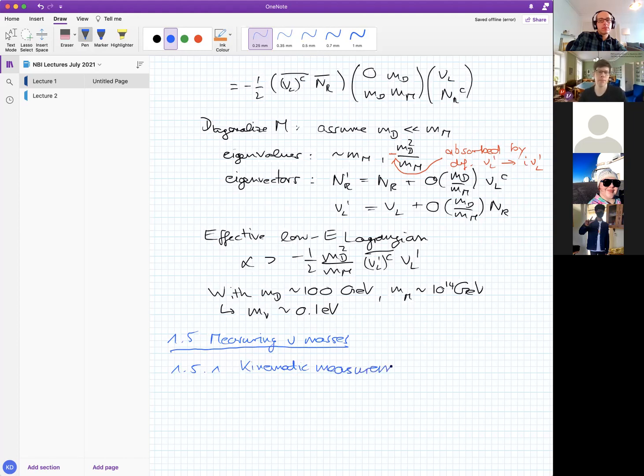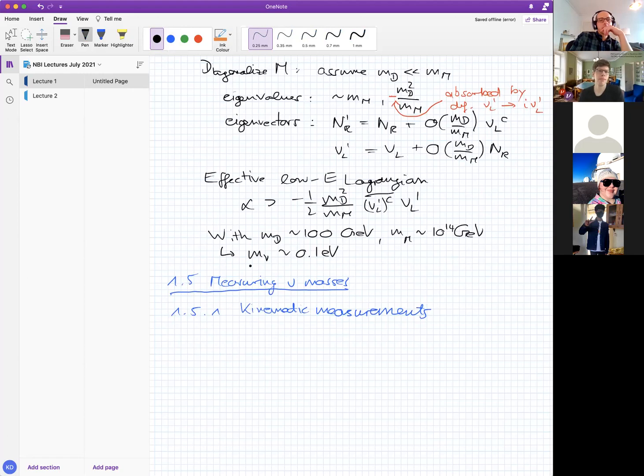Where the idea is that we follow the same strategy we follow for measuring other particles' masses. We look at their kinematics. The problem here is that neutrinos are much, much lighter, so it's a bit more challenging. One typical decay here is the beta decay of tritium going to helium-3 plus an electron antineutrino. So the idea is that the maximum energy available to the electron in this decay, right? We can't see the neutrino, but we can see the electron.